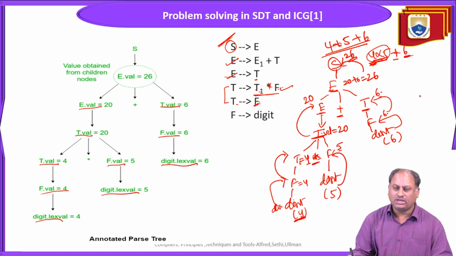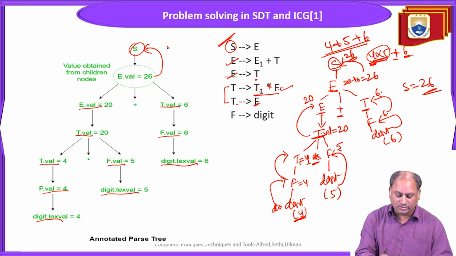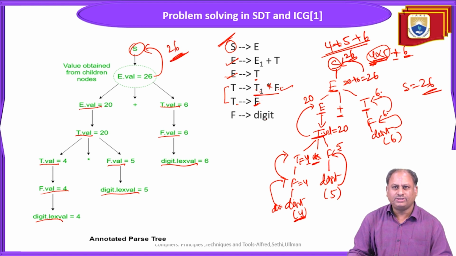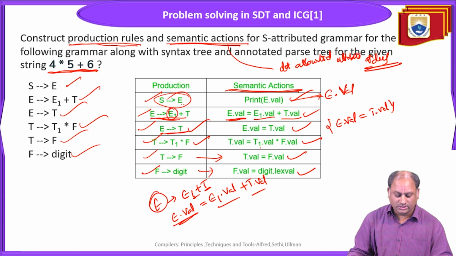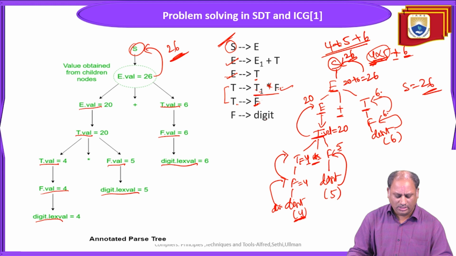So now what does S contain? S contains 26. So the same value is passed. In this way, the values are obtained from child nodes with the help of semantic actions specified for the data attribute associated values, and then we are going to get this information. So that is how we represent production rules, then semantic actions, and then the annotated parse tree.